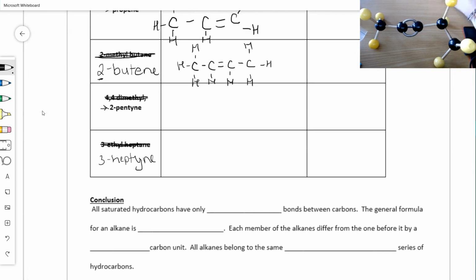Thank you. Alright, so 2 pentyne means 1, 2 carbons, then my triple bond. Carbon, carbon, carbon. This has 3 H's on it. This has 2 H's on it. This has 3 H's on it.